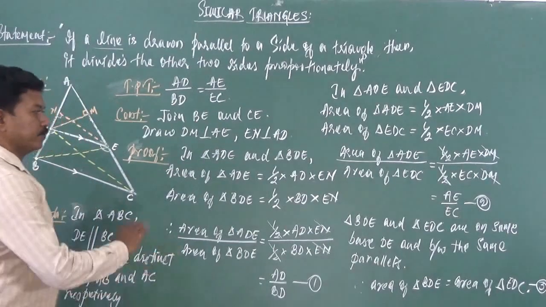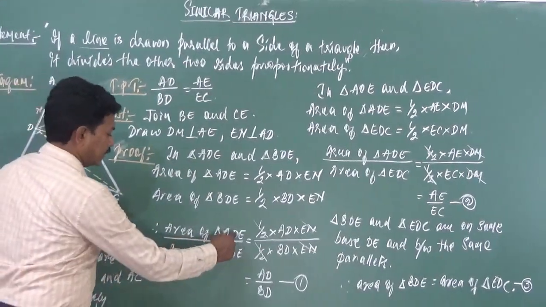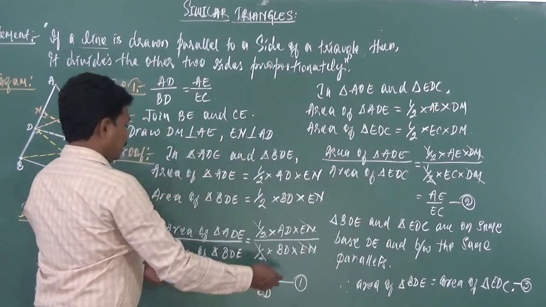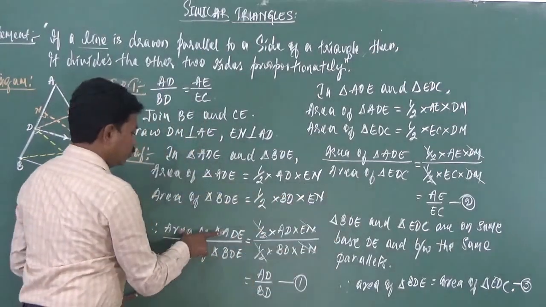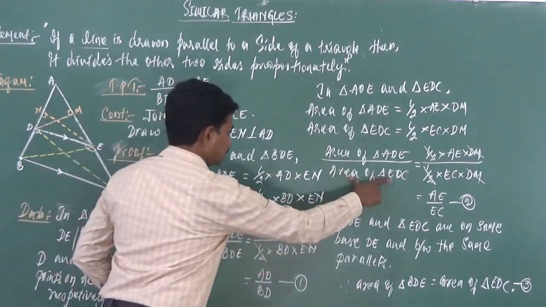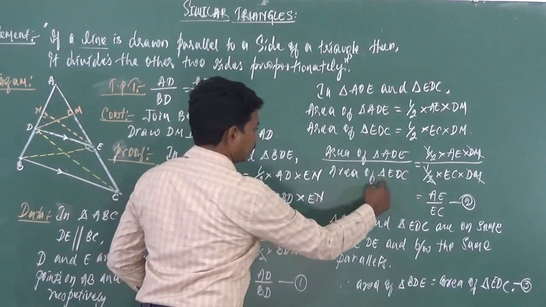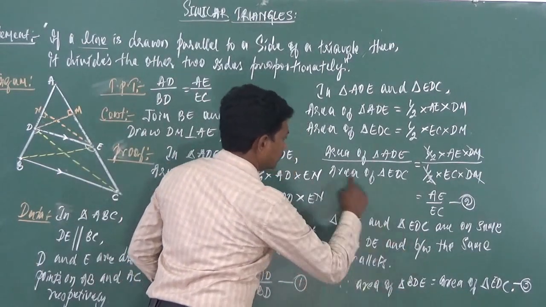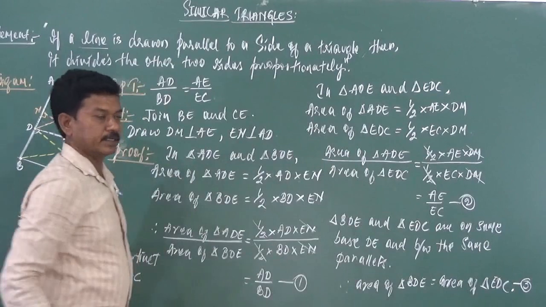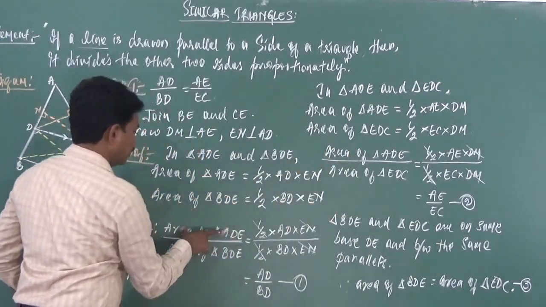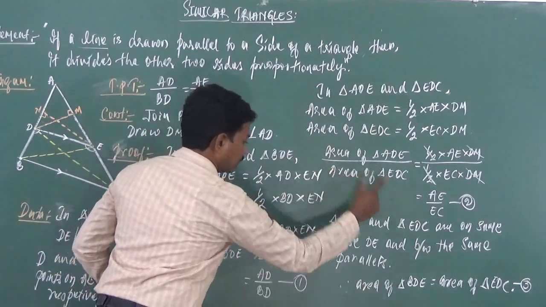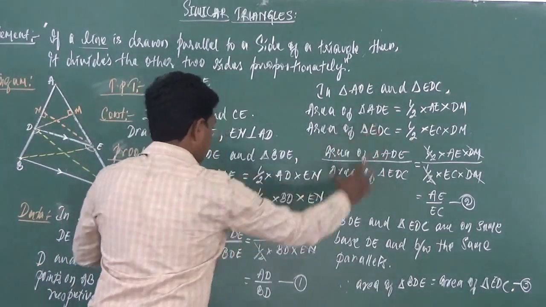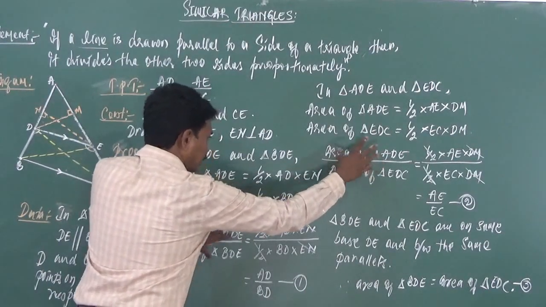Now let us compare equations 1 and 2. Area of triangle ADE by area of triangle BDE, and here area of triangle ADE by area of triangle EDC. In both the equations, numerators are equal, but denominators are different. Here area of triangle BDE is there, here we have area of triangle EDC. But in equation 3 we have proved that area of triangle BDE is equal to area of triangle EDC. Just now we have proved that. So in both the equations, numerators are equal, and denominators are also equal from equation 3. So therefore from 1, 2 and 3, these two things are equal.